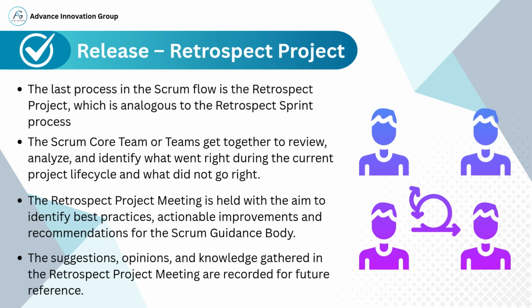Let's now move to the final process in the Scrum flow, the retrospect project. This step is very similar to the retrospect sprint, but instead of reviewing just one sprint, we now reflect on the entire project lifecycle. Who's involved? The Scrum Core team or multiple Scrum teams come together to conduct this review. Why do we do this? The goal of this session is to analyze what went well, what went wrong, and what can be done better next time. This meeting is formally known as the Retrospect Project Meeting.